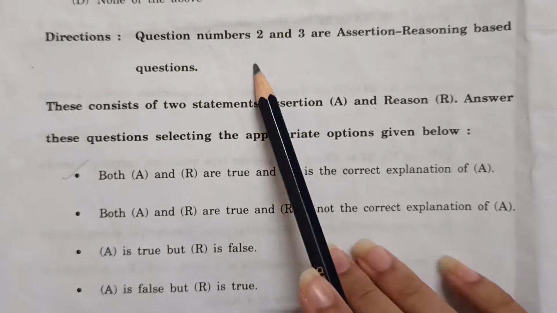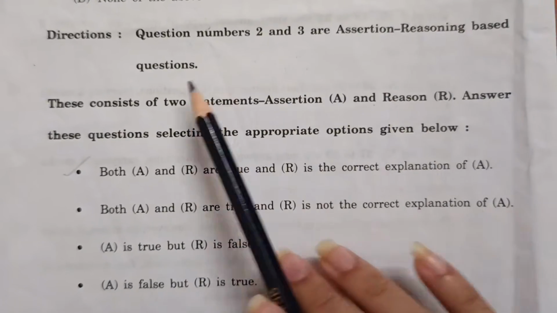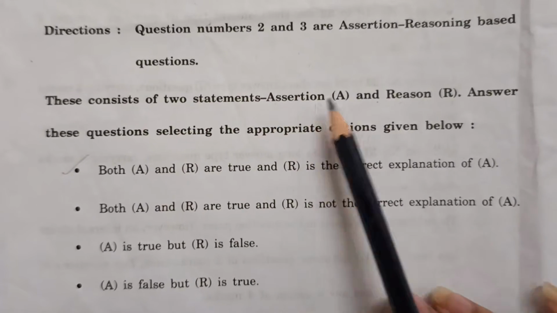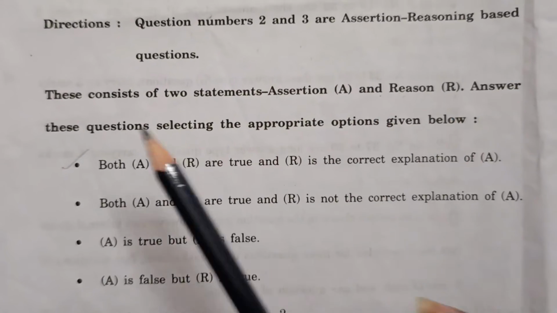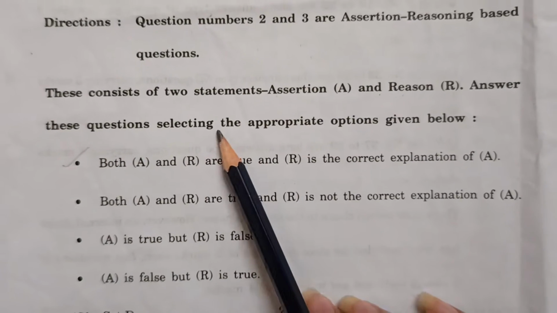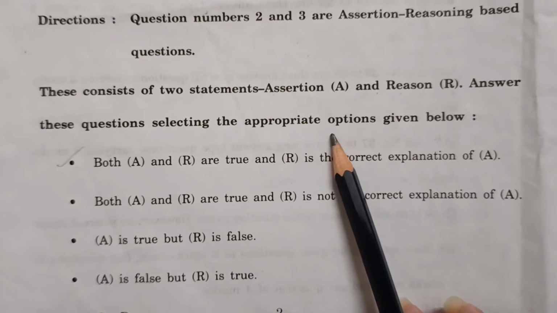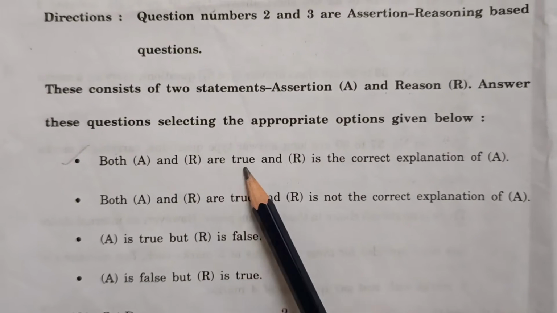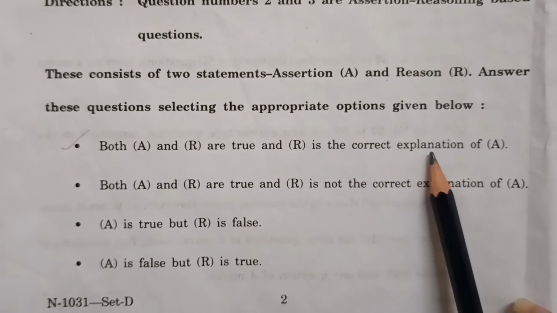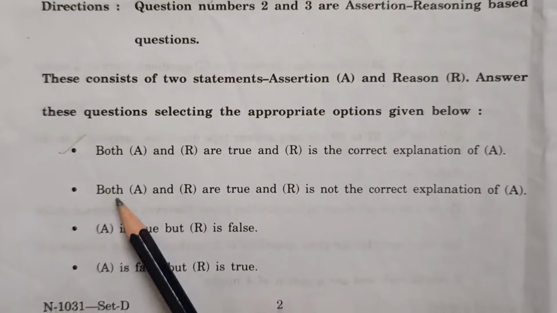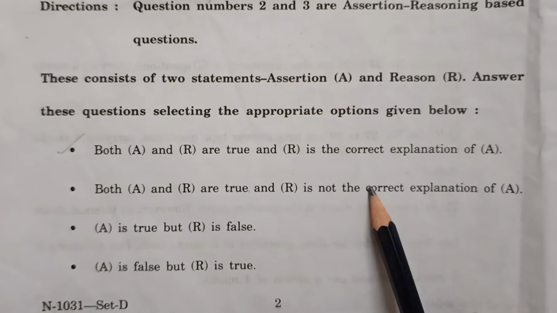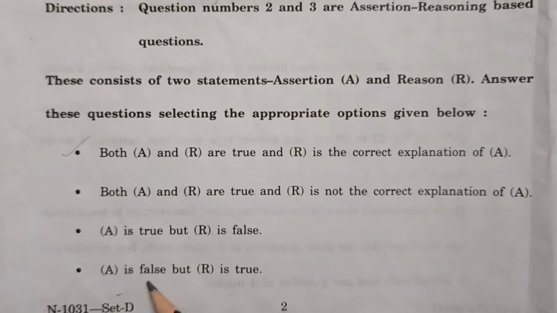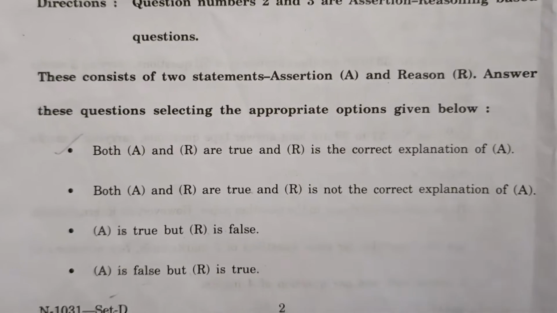Direction. Question number 2 and 3 are assertion reasoning based questions. This consists of 2 statements, assertion and reason. Answer these questions selecting the appropriate options given below. Both A and R are true and R is the correct explanation of A. Both A and R are true but R is not the correct explanation of A. A is true but R is false. A is false but R is true.